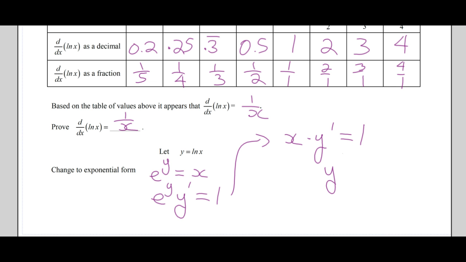What's y prime? So what do we do with the x? We divide both sides by x. What do we end up with? y prime equals 1 over x. What were we supposed to prove? That it was 1 over x, right? So y prime is 1 over x. Okay?